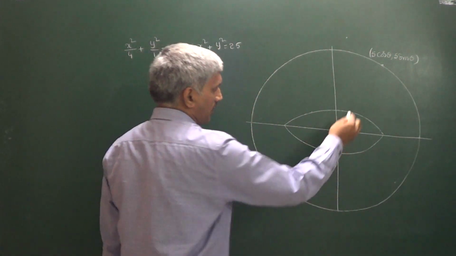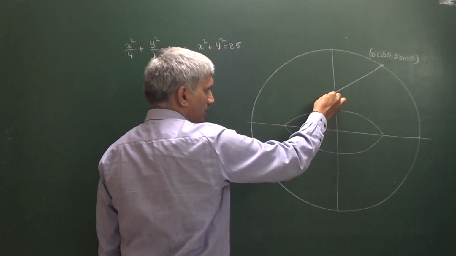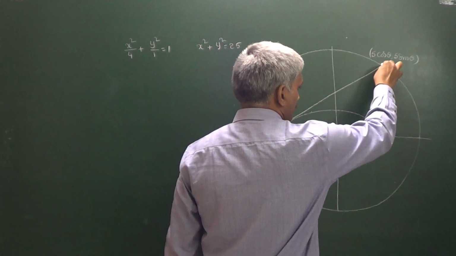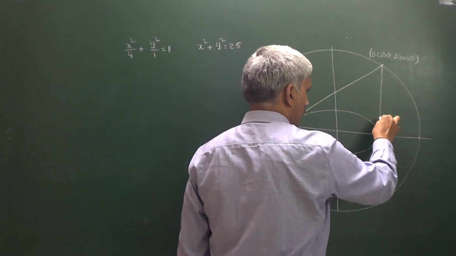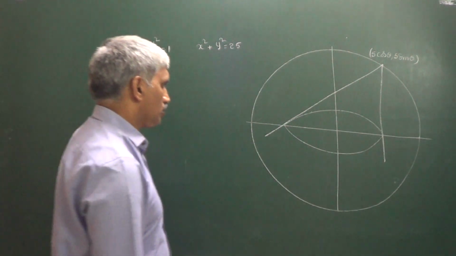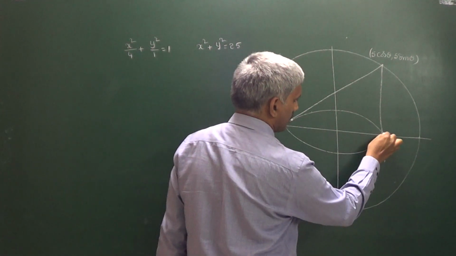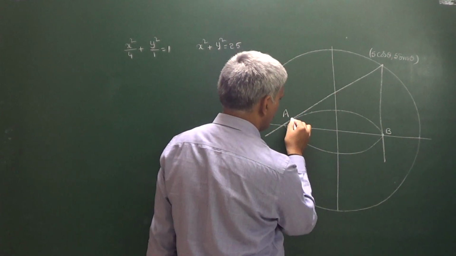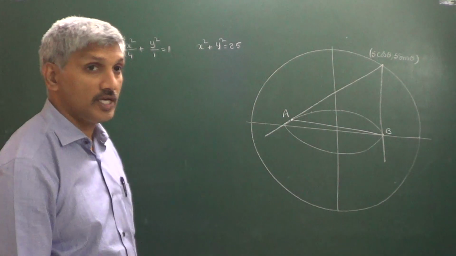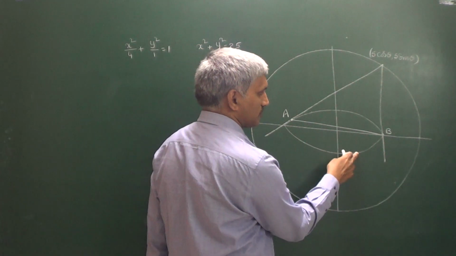Now from this point we have to draw tangents. So this is the tangent drawn, and this is another tangent drawn, right? These two tangents touch the ellipse at A and another point we can take as B. This is the information given. No doubt AB is the chord of contact with respect to the ellipse, right?